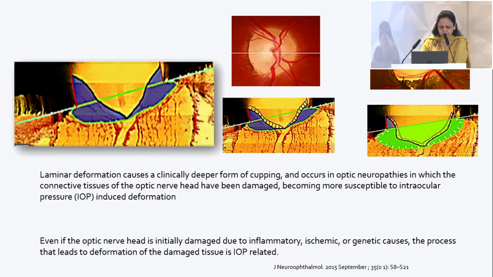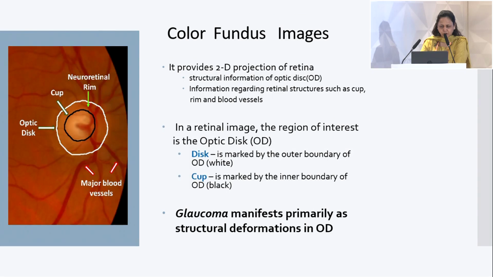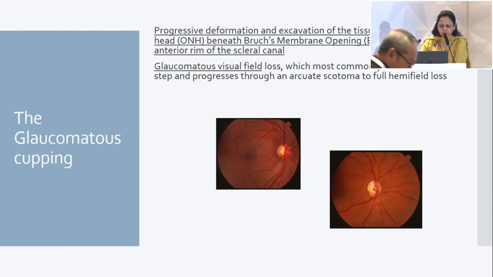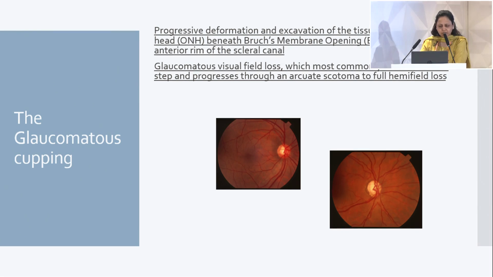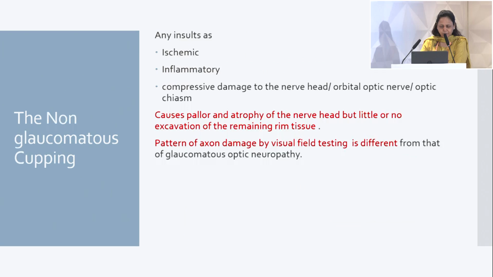Maybe the primary insult be inflammation or ischemia or whatever it may be. Now talking about the glaucomatous cupping, as I said in the very beginning, whenever we are talking about glaucomatous cupping, it has to be strongly correlated with the visual field changes which are happening.